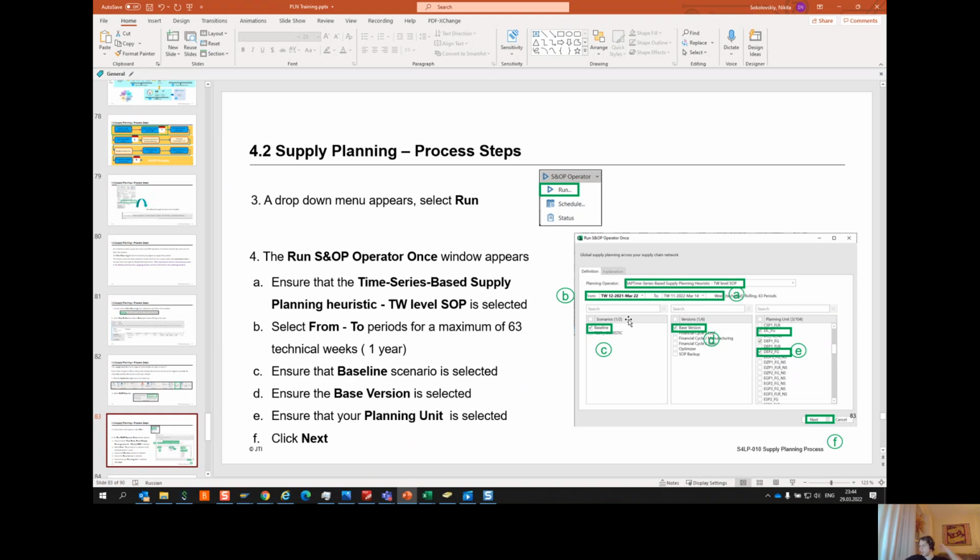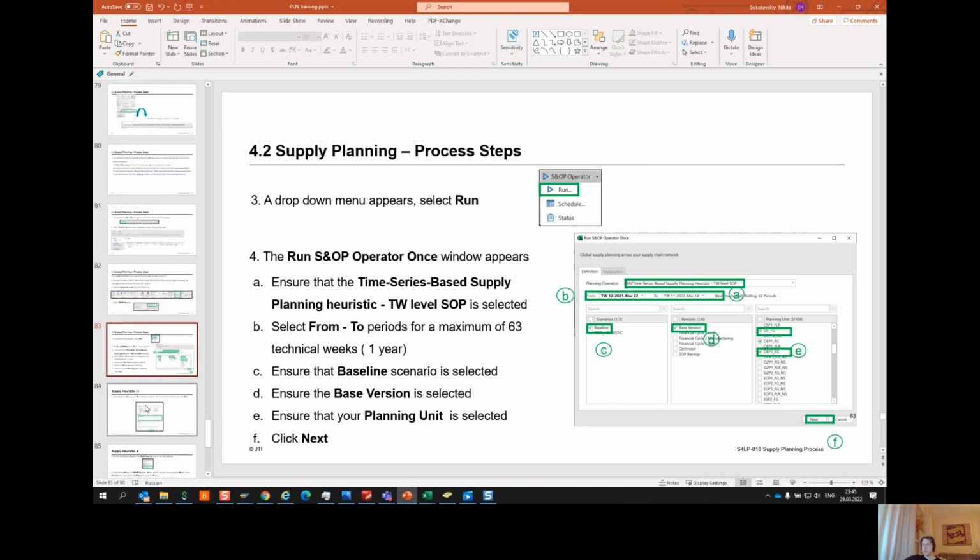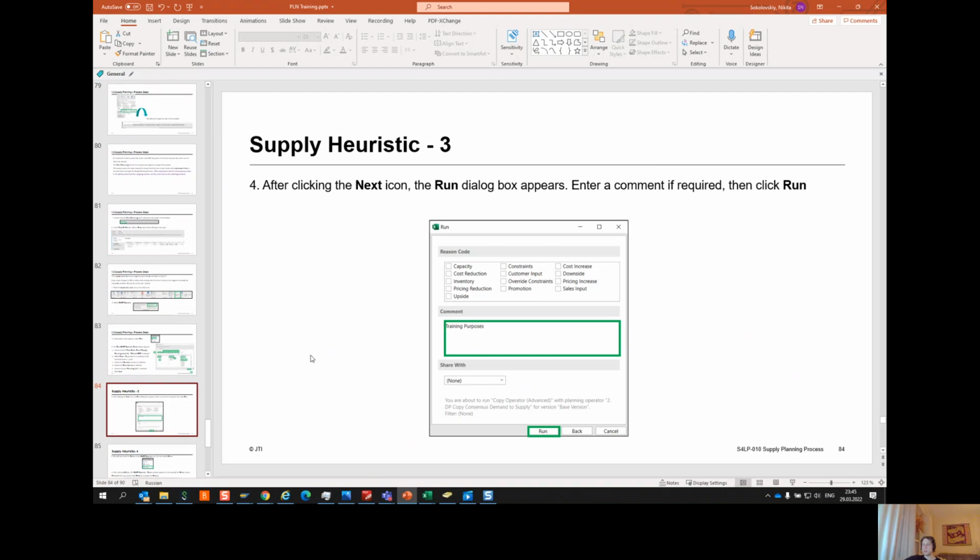click run, and then again they have a pop-up screen with some filters, like some types of scenarios that can probably be adjusted, some versions. Not sure what it means exactly. And planning units. Well, planning units are the products which we sell, so you know that. And then they click next.